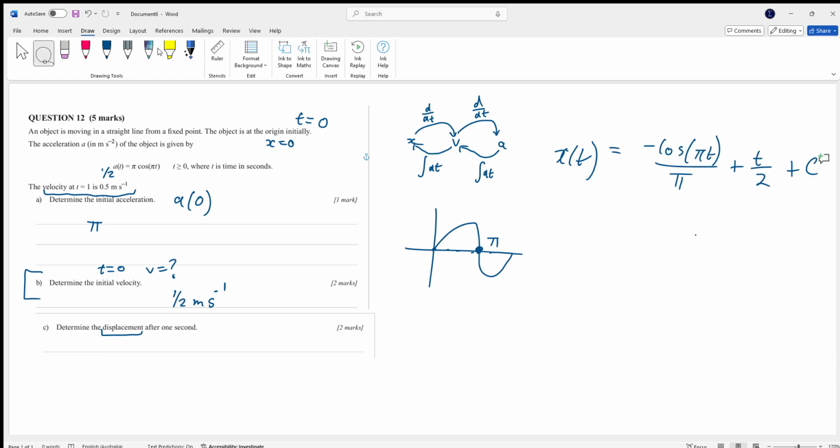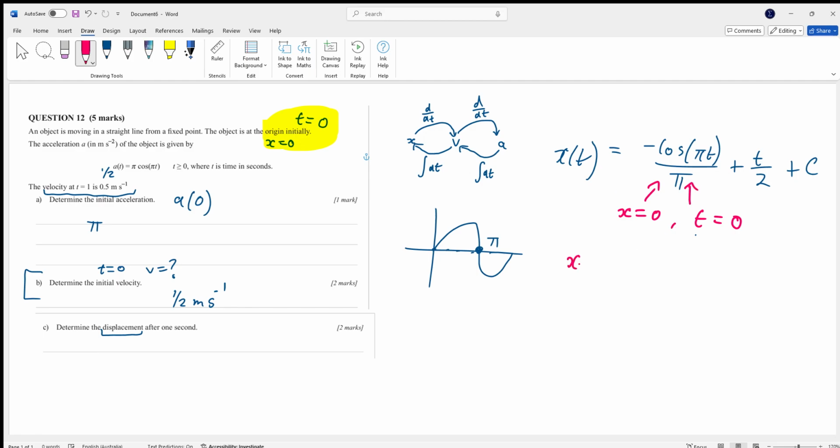Now here, this is where this information comes into play. This will allow us to work out our plus c, because I can't work out my displacement after 1 second, because if I chuck in t equals 1, I've got a plus c in the mix. So, I know when x is equal to 0, that is also when t is equal to 0. So if I chuck that information into this, I'll be able to work out what c is.